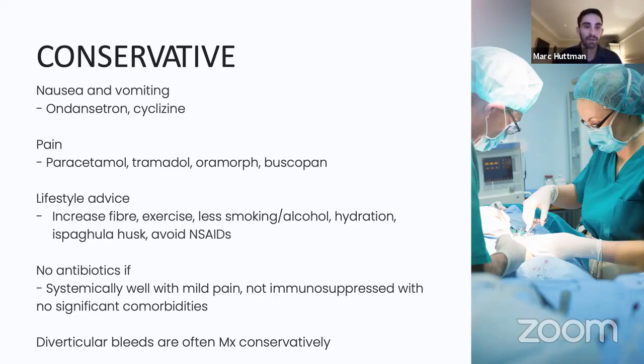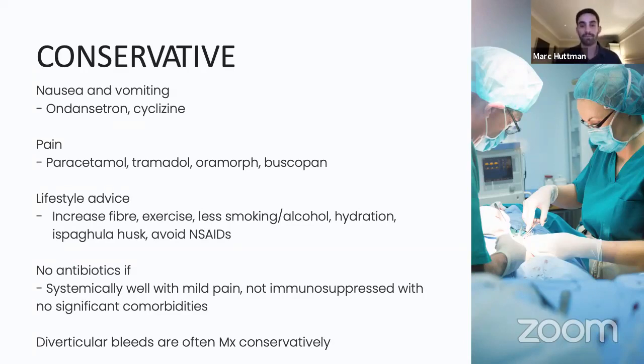Lifestyle advice. So if someone comes in with a flare of diverticulitis, when you're sending them home because they're better, you can offer them some lifestyle advice to prevent future flares. Increase the amount of fiber that you eat. Remember, we said that constipation causes flares and worsening of diverticular disease. So increase the amount of fiber that you eat. Exercise, be better to yourself. Exercise, less smoking, less alcohol, etc.